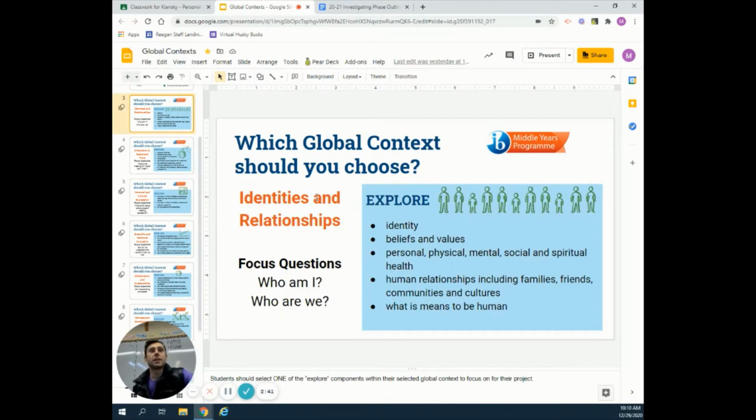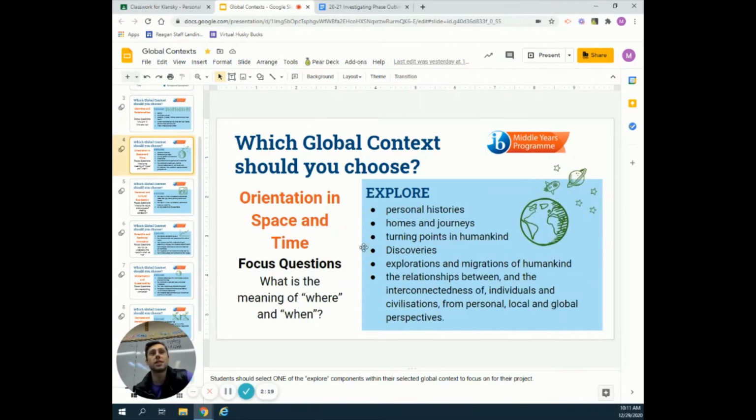Identities and relationships. Basically, who am I? Who are we? What does it mean to be human? This is more about exploring your identity, either as yourself or as humankind, all of humanity, you pick. But more about who am I, who are we?